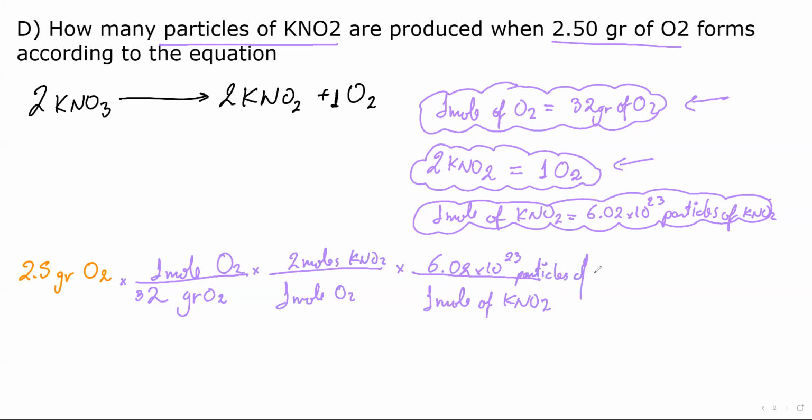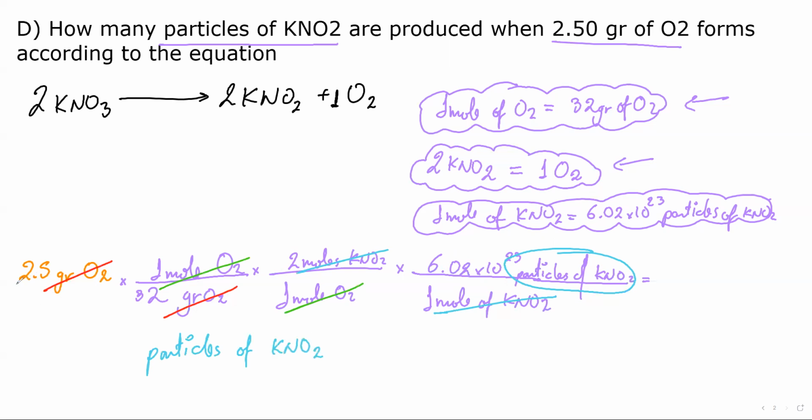All right, so the grams of O2 will cancel with the grams of O2. Always remember, cancel it in diagonal. Moles of O2 will cancel with the moles of O2. Moles of KNO2 will cancel with the moles of KNO2, and you will be left with particles of KNO2. So these will be particles of KNO2.